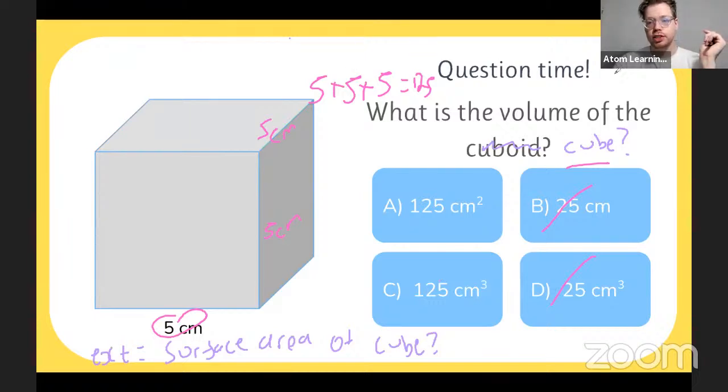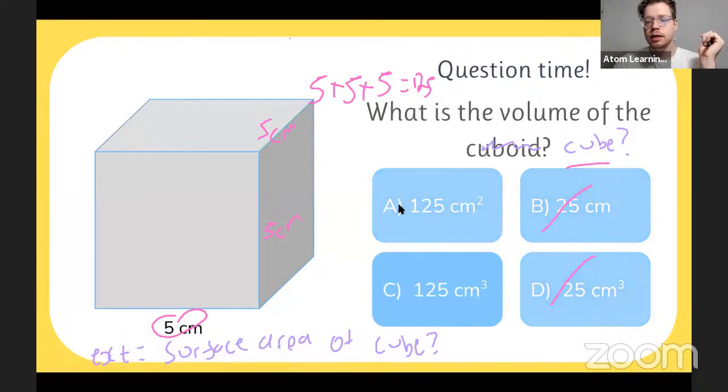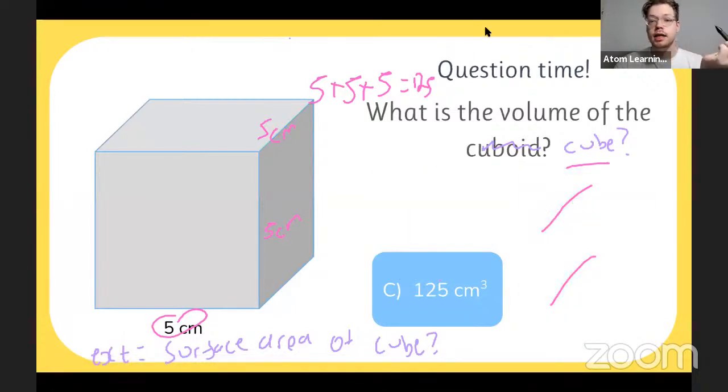Boom, I'm going to end the poll because we just hit 80%, which is my sweet spot. Share the results and we've seen that we got it well done. It is C. So the answer is C because it is 5, it is centimeters cubed because we are doing a volume.